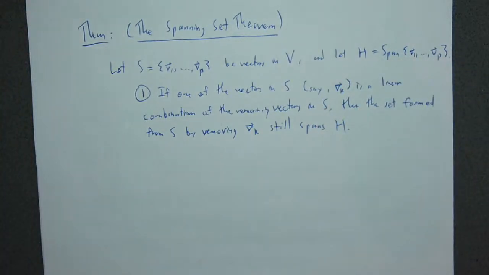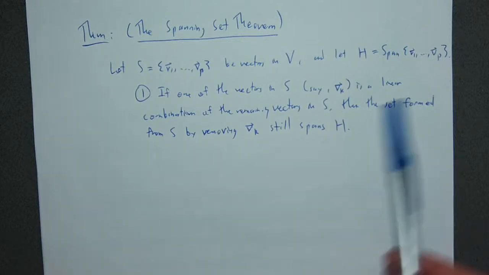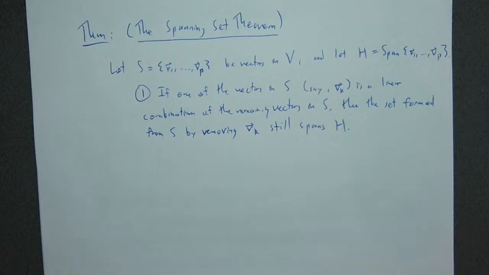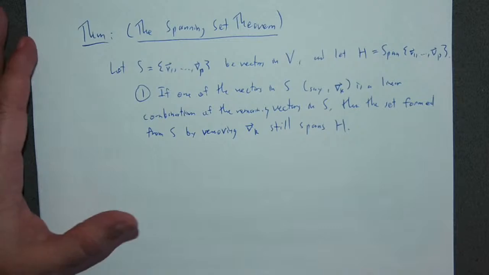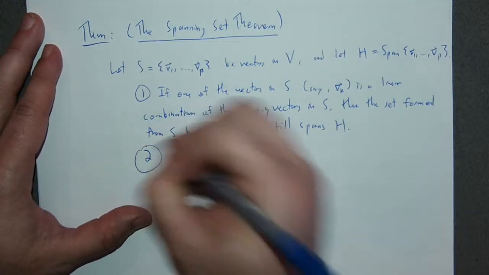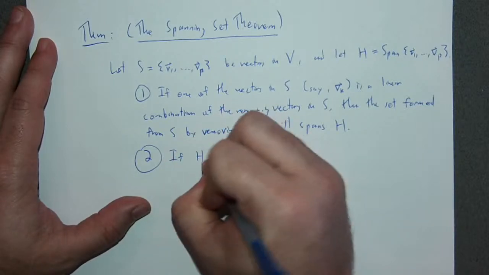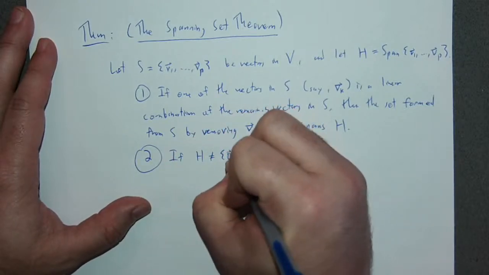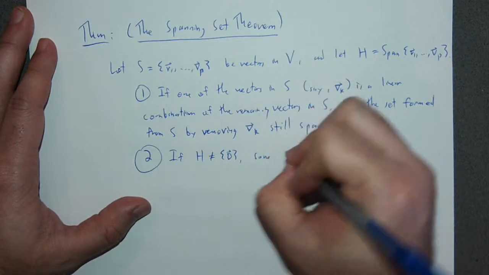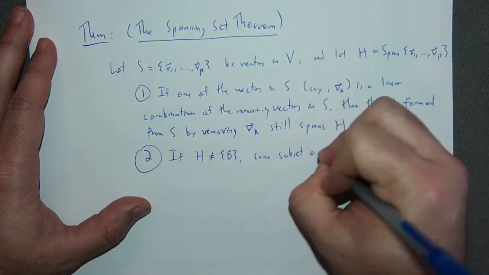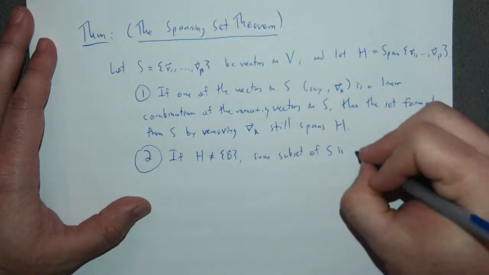So tossing out vectors that are linear combinations of the other vectors in some spanning set doesn't actually affect the span of those vectors. If you toss out a vector that's a linear combination of some others, it was basically a redundant vector that was giving you no new info in the first place. And secondly, if H is not the 0 subspace, some subset of S is a basis for H.